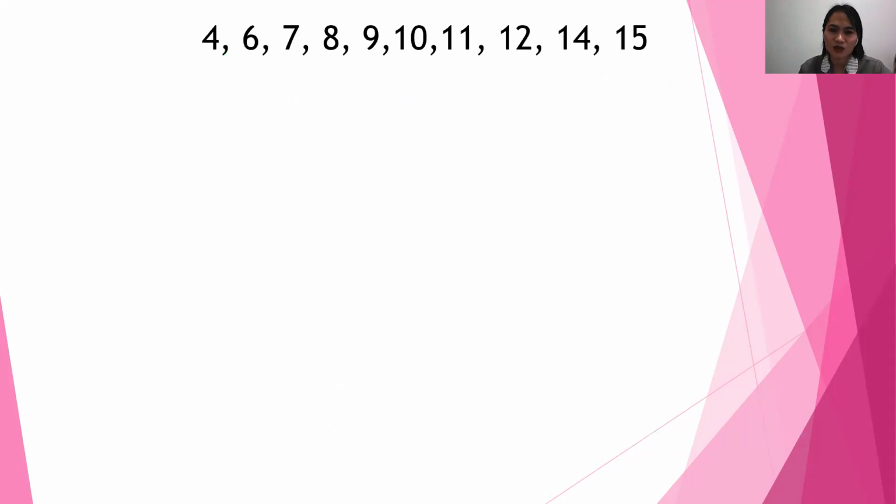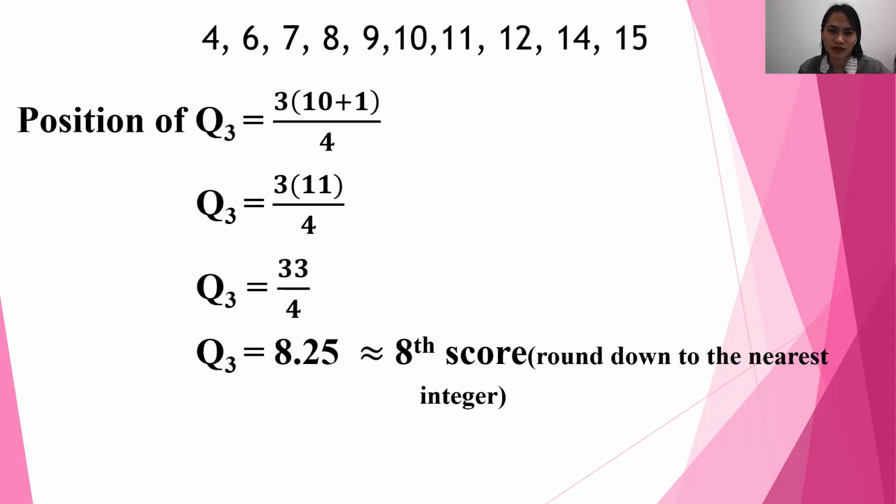Next, we will get the third quartile. So the value of k is what? 3. And the value of n is 10. We get Q sub 3 is equal to 3 times the quantity of 10 plus 1 over 4. So Q sub 3 is equal to 3 times 11 over 4, so we get 33 over 4. So our third quartile is 8.25.